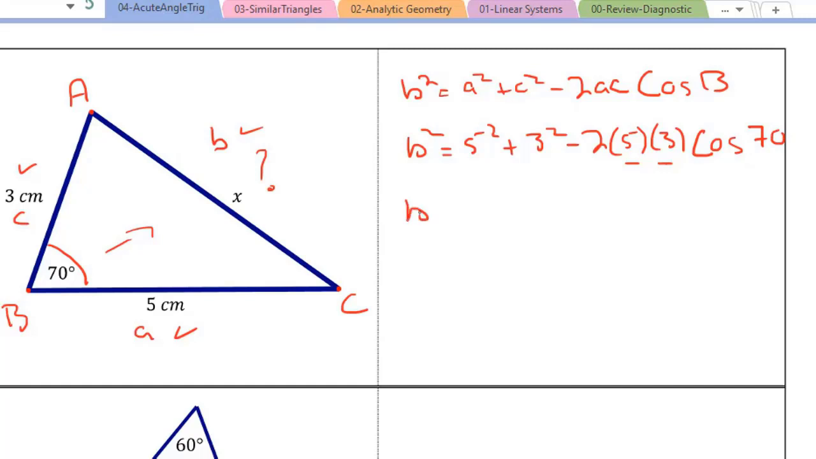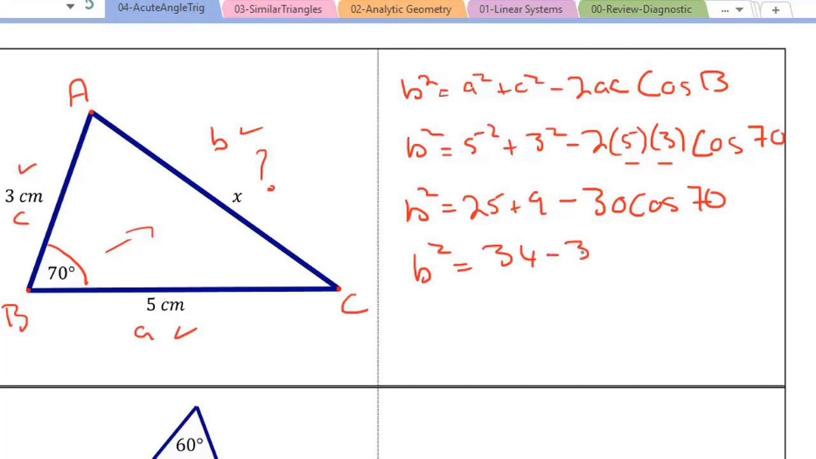Now these numbers are fairly easy to work with, so let's go ahead and do some of this in our head. So 5 squared is 25, 3 squared is 9, minus 2 times 5 is 10 times 3 is 30, and then cosine of 70. B squared is going to equal 25 plus 9 is 34, minus 30 cosine of 70. Now let's get our calculator out because I don't think we can go much further here because we need to know what the cosine of 70 is.